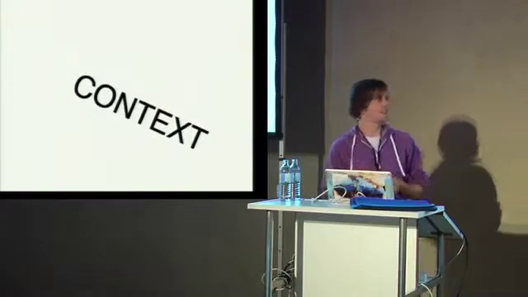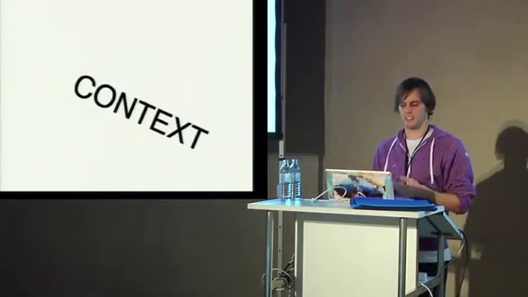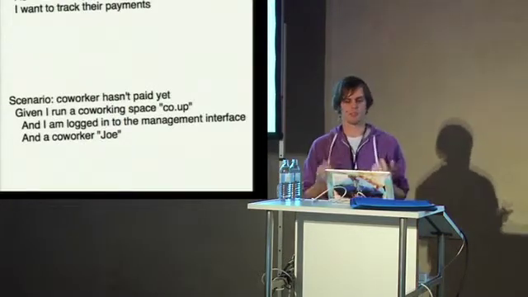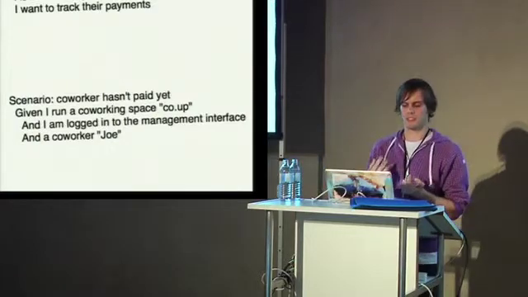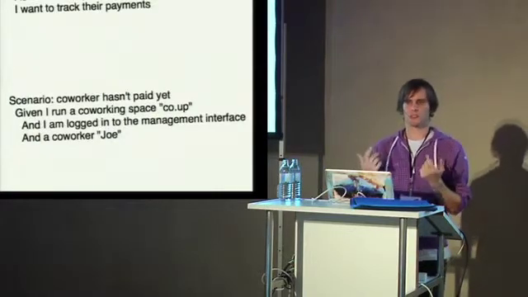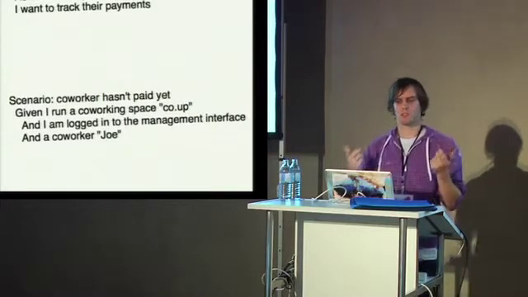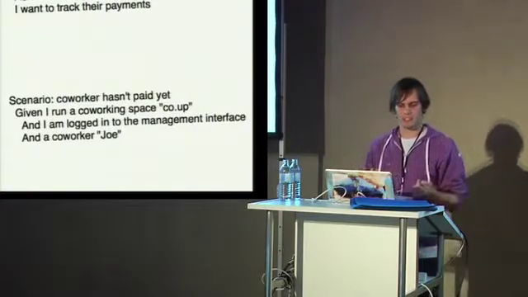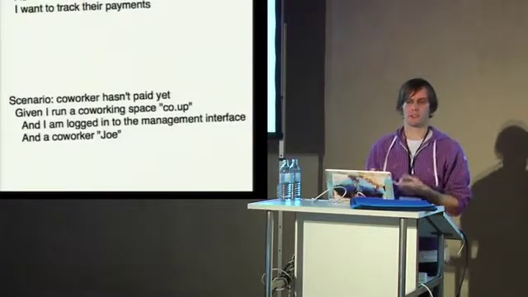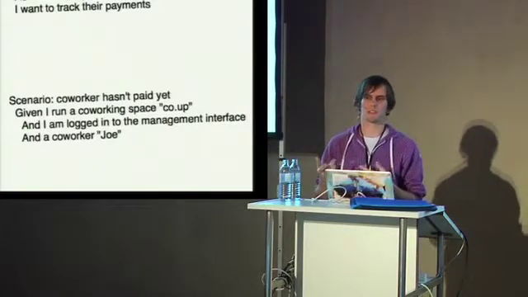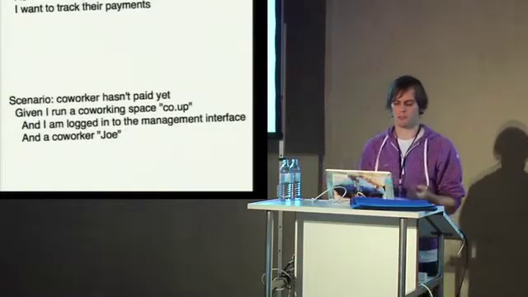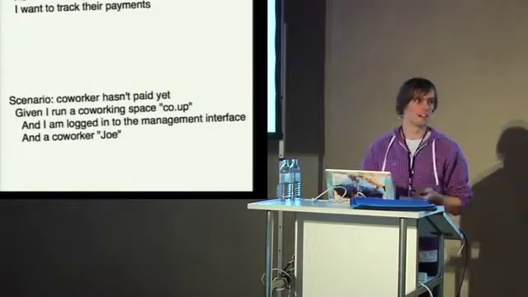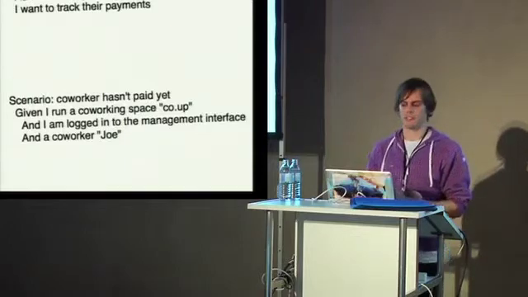Instead, we're starting with giving it some context. And that works like this. You're saying, okay, I want to check those payments now, and suppose I have a new coworker and he hasn't paid me anything yet. So in my system that I want to test now, there's a co-working space in my software. So I say, given I run a co-working space, Co-op, which is the space I run. And then, okay, I guess I should be logged into some kind of management console so that I can mark that person as paid or not paid. And then I need an example coworker. So we have Joe here. And so this is the context of my test case.